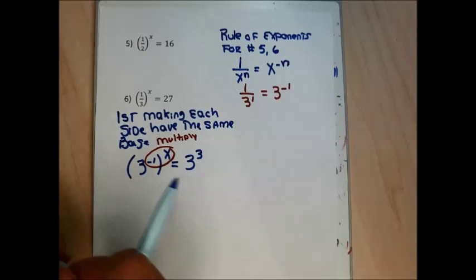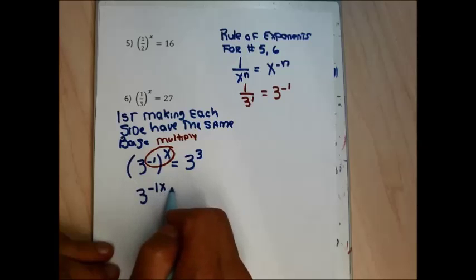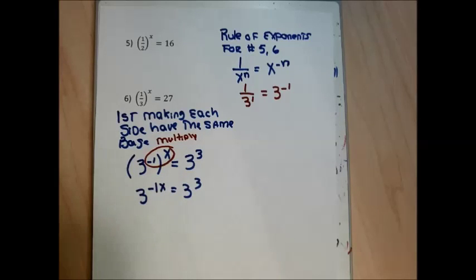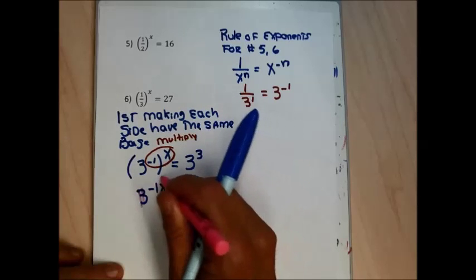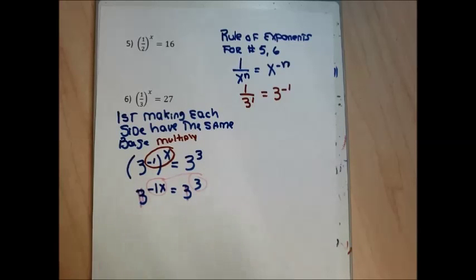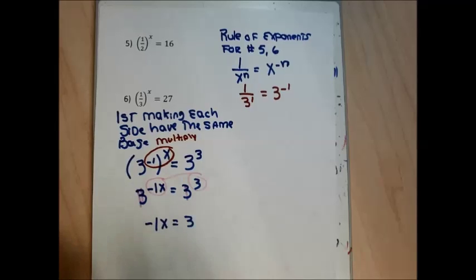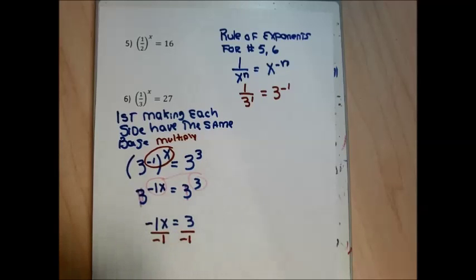So I'm going to multiply the exponents and get 3 to the negative 1 times x equals 3 cubed. Now I have both sides written with the same base, and there isn't a parentheses on either side, so I can drop the bases and set the exponents equal to each other. When I set the exponents equal to each other, I get negative 1x equals 3, and now I'm just going to divide both sides by negative 1, and I get x equal to negative 3 for my answer.